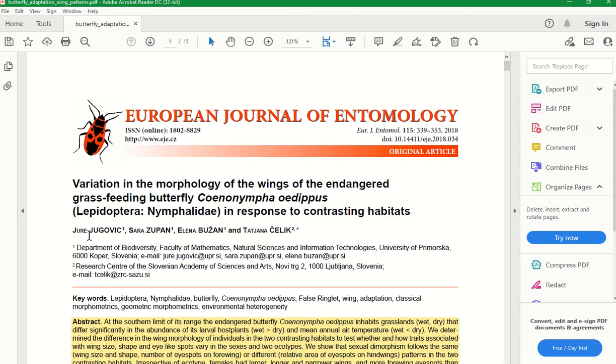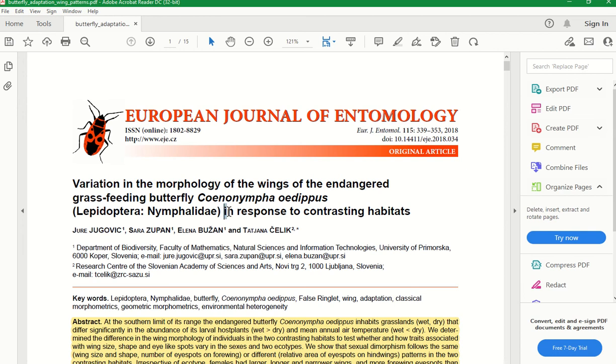And just as an aside, the Latin names of any organism should be written as this is written, in italics. The first letter of the genus, Coenonympha, is capitalized, and the species epithet is not capitalized but still in italics. And then when you see something like this in parentheses in a paper, Lepidoptera, Nymphalidae, this is pointing out that this species is in the order Lepidoptera, which is butterflies and moths, and in the family Nymphalidae.